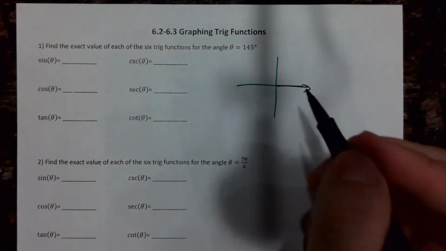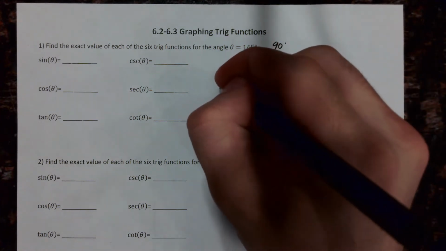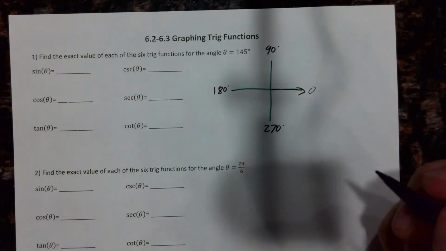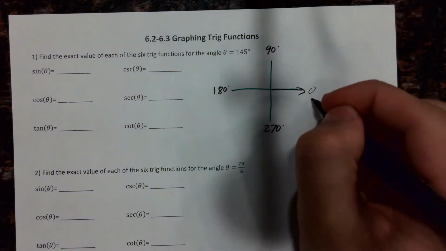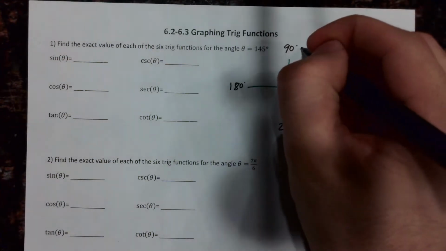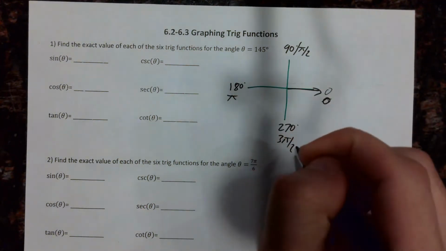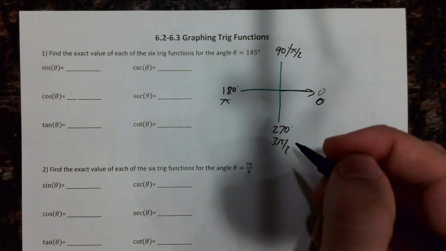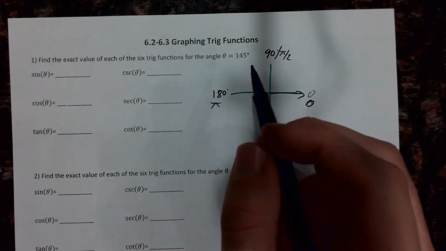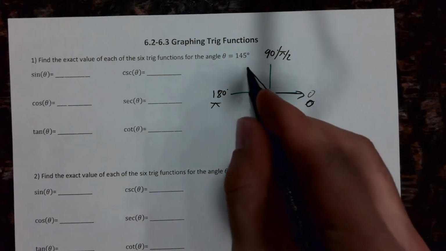Just as a quick reminder, we're at 0 degrees, 90, 180, and 270. And just as a little bit of reference, for the radian measures, this would be 0 radians, this would be pi over 2, this would be pi, and this would be 3 pi over 2. So we got our initial side of our angle here at 0, and it says we're going to go 145 degrees. Now it's positive, so we turn up. 145 is between 90 and 180.